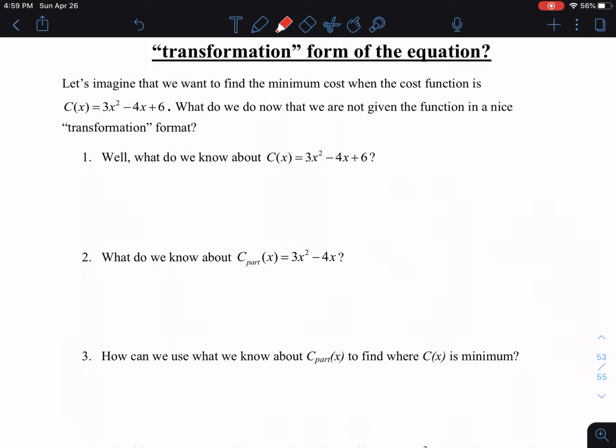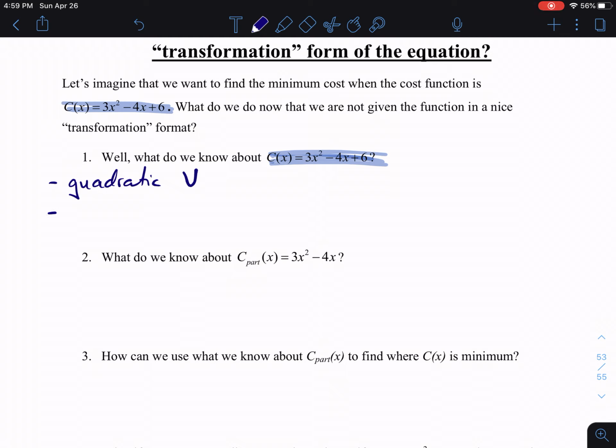So for example, let's look at our initial function that's given to us. 3x squared plus 4x plus 6. Okay, what do we know about that? Well, you might say we know that it's a quadratic. Right, so it'll look like this. What else do we know?